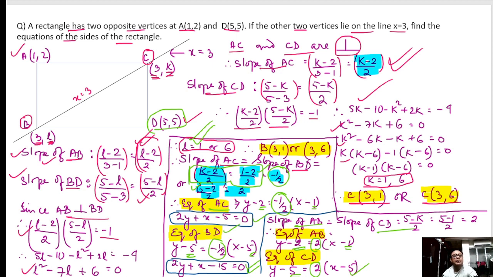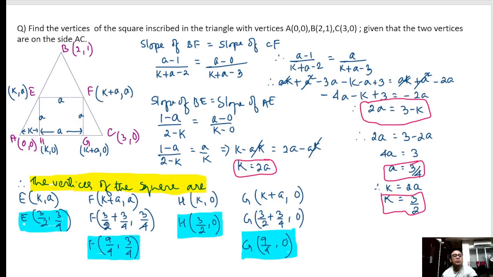Next, friends, let's see the next sum. So the next sum says, find the vertices of the square inscribed in this triangle. So this is the triangle and there is a square inscribed in it. Find the vertices of the square. Okay, so let the vertices be named H, G, F and K.